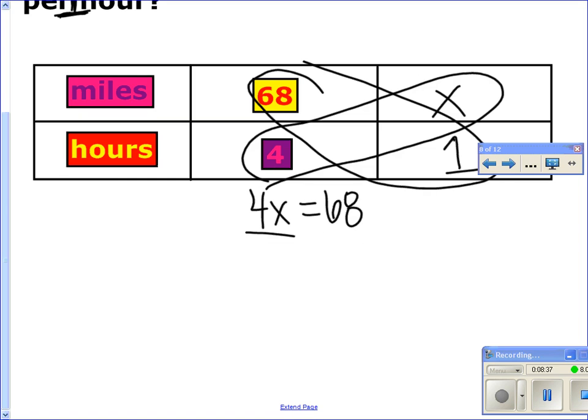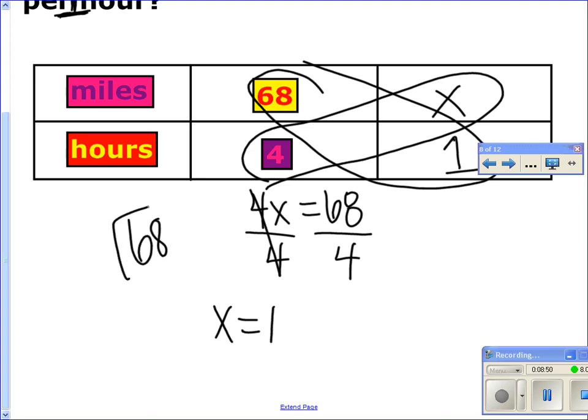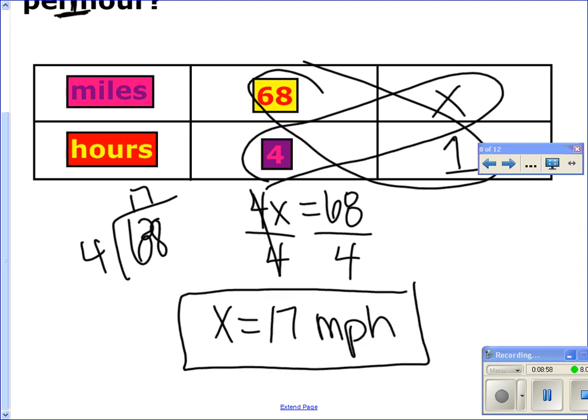Going to divide both sides by 4. And the 4's cancel. So we're left with x equals 68 divided by 4 is, let's do it out over here, 4, 1, 17 miles per hour. You can put MPH, that is the abbreviation for miles per hour.